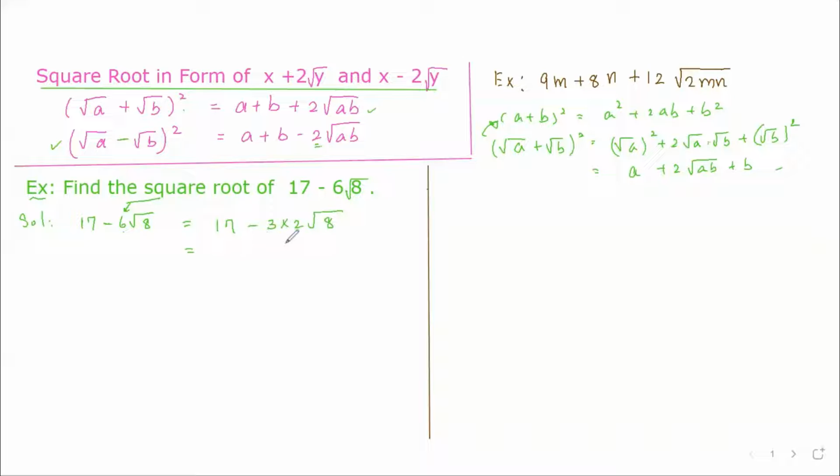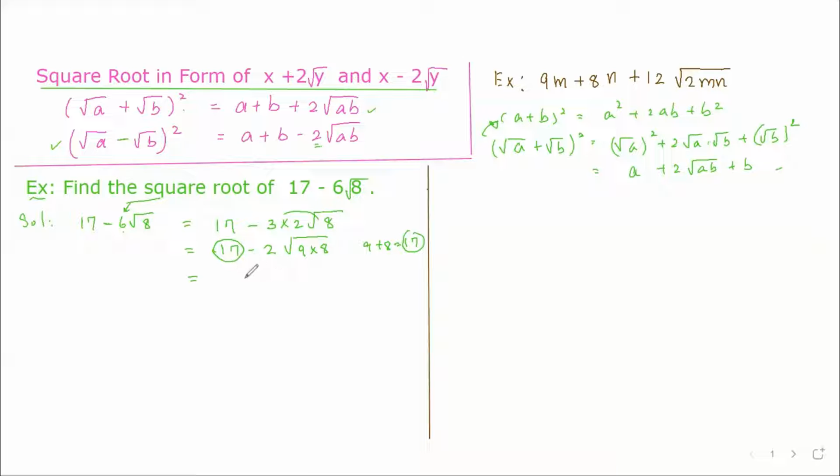After this, we keep the 2, but then 3 goes back inside the square root. When 3 goes back inside the square root, it becomes 9, correct? Times 8. Now take a look: under the square root here is 9 times 8. If I use 9 plus 8, that equals 17, correct? And this 17 is the same as this one. That's the key right here.